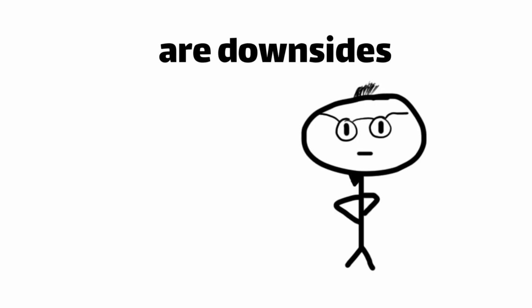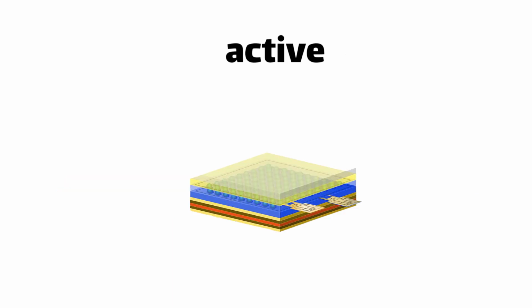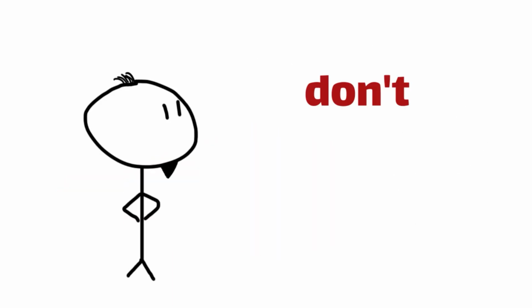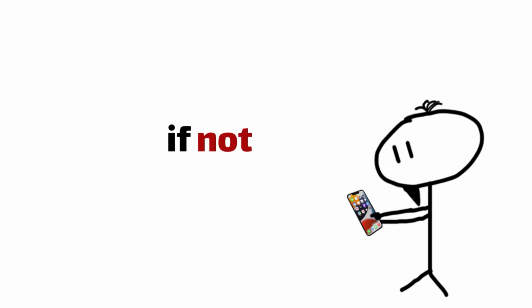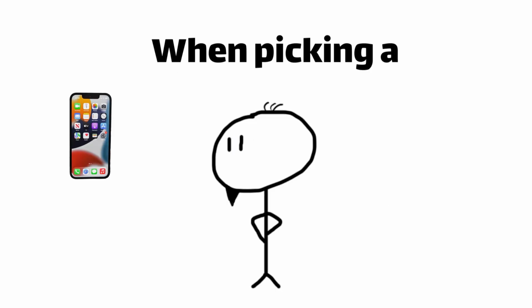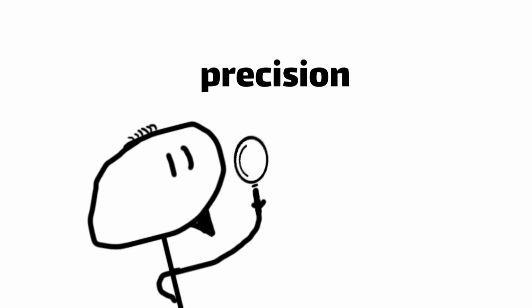However, there are downsides to resistive touchscreens. They tend to use more power because of an active circuit layer. They also don't last as long as other touchscreens because of wear and tear. Over time, contact between the layers can lead to ghosting or inaccurate readings if not maintained properly. When picking a touchscreen technology, consider factors like durability, precision, power use, and how it fits your needs.